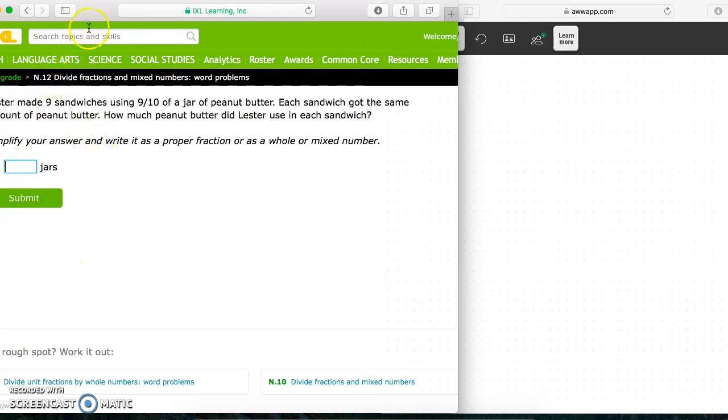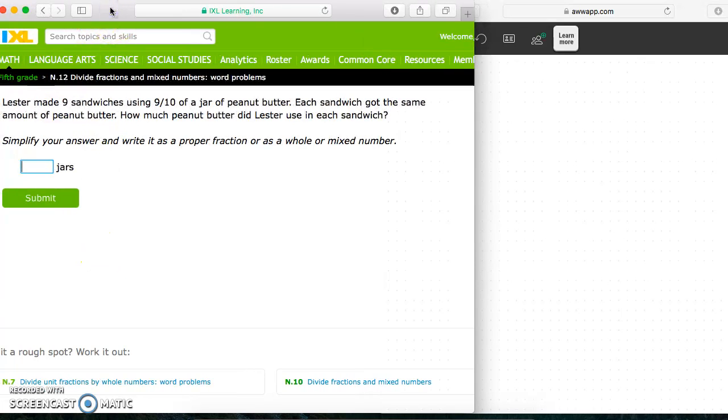So if I look over here at my problem, it says Lester made 9 sandwiches using 9/10 of a jar of peanut butter. Each sandwich got the same amount of peanut butter. How much peanut butter did Lester use in each sandwich? So I noticed that I have two numbers here. I made 9 sandwiches and I used 9/10 of a jar of peanut butter.